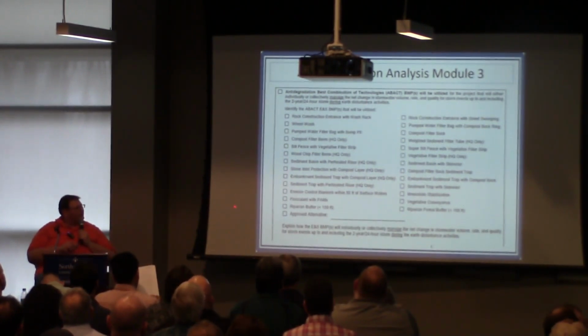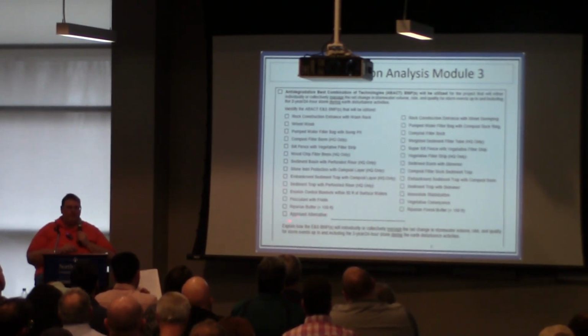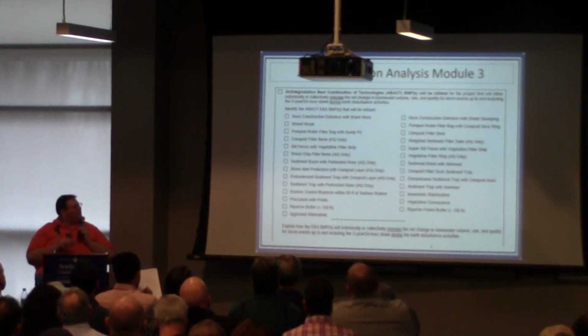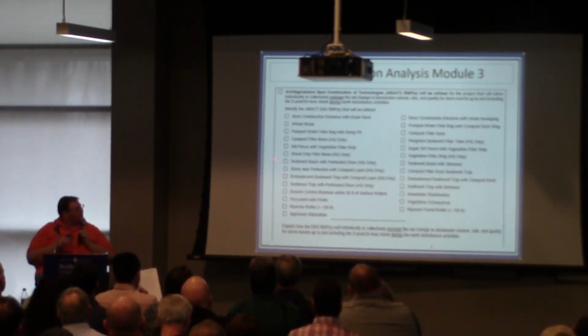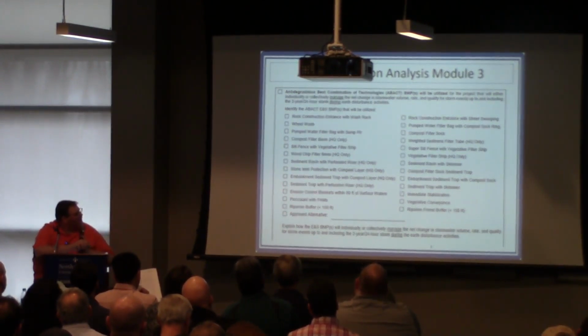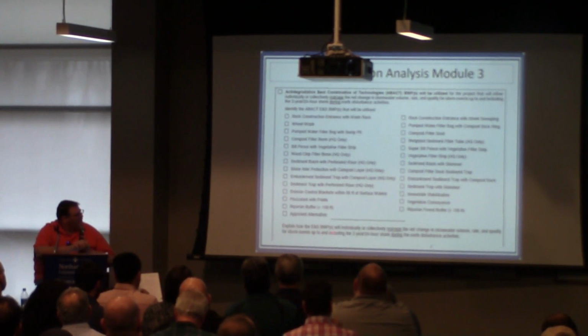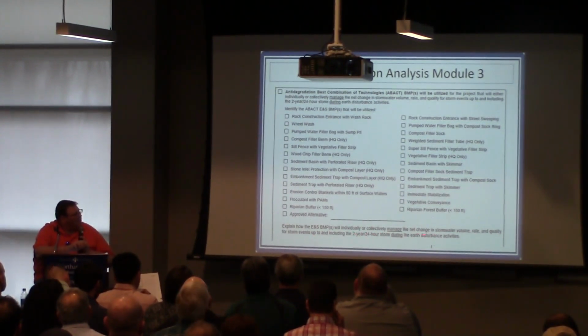So again, you'll notice all of these come right from the BMP manual. They're all checked with ABACT BMPs and how they are applicable to HQ or EV or both. So you're going to come through and check all your BMPs. Now, at the end, explain how the BMPs will individually or collectively manage the net change in stormwater rate and volume for storm events up to and including the 2-year 24-hour storm.